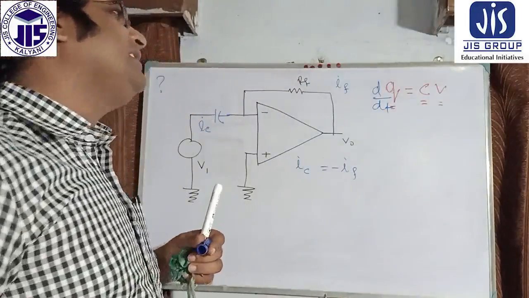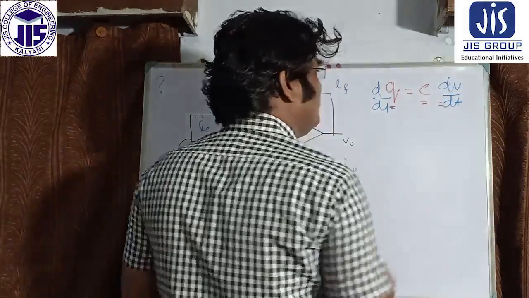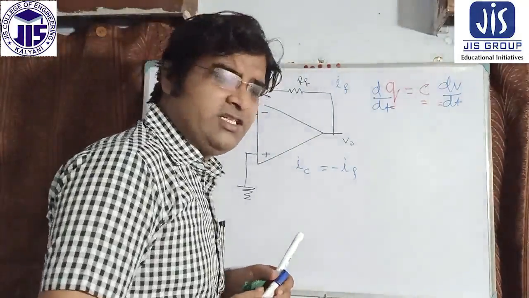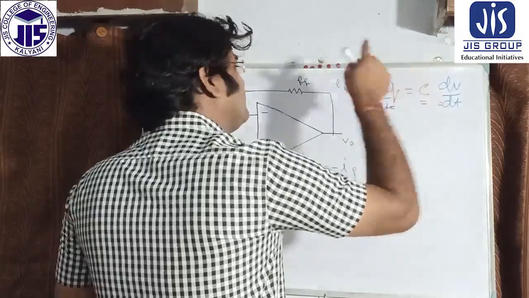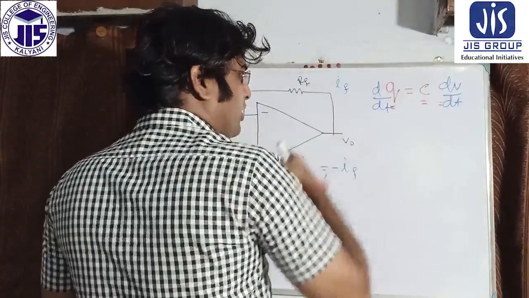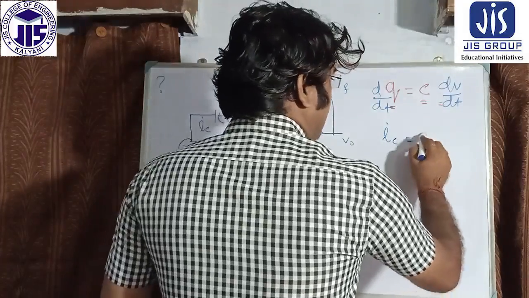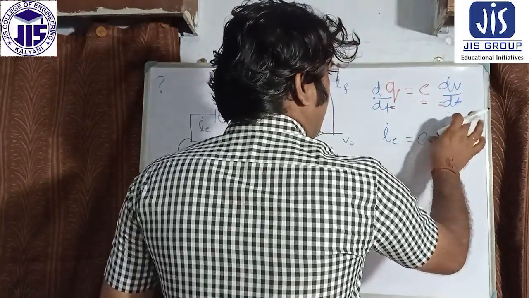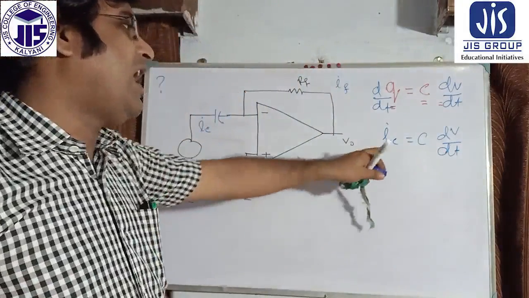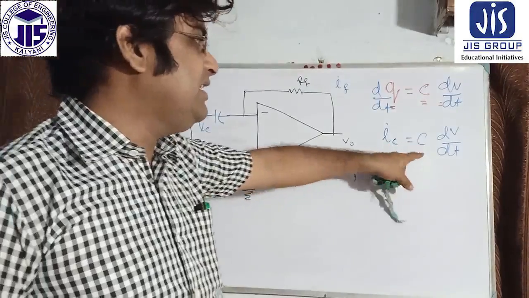If we differentiate, here we can get dv/dt. So this is dq/dt, which is equal to C dv/dt. This voltage is basically the capacitor voltage, the voltage inside the capacitance, this v. So dq/dt we know is equal to IC, and C is the capacitance value, then dv/dt. IC equals C dv/dt.